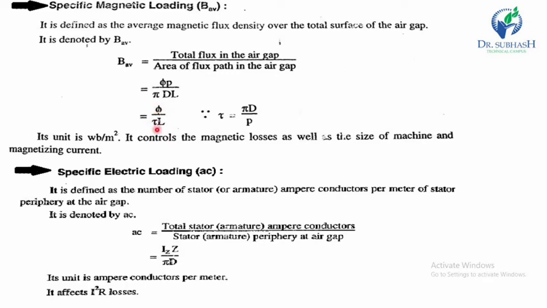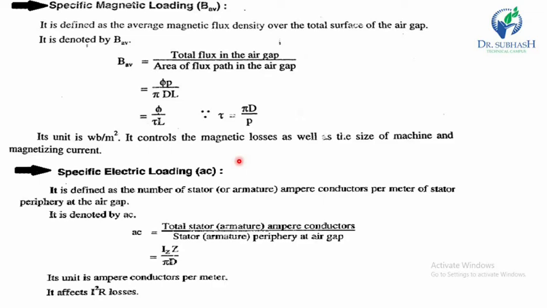So the other equation is Bav equals P phi by pi D L, and its unit is Weber per meter square, because the specific magnetic loading is flux density. It controls the magnetic losses as well as size of the machine and magnetizing current. Now specific electrical loading, or ac.